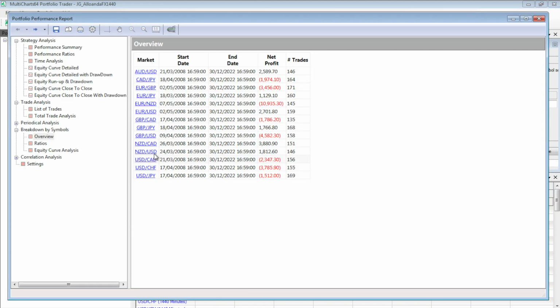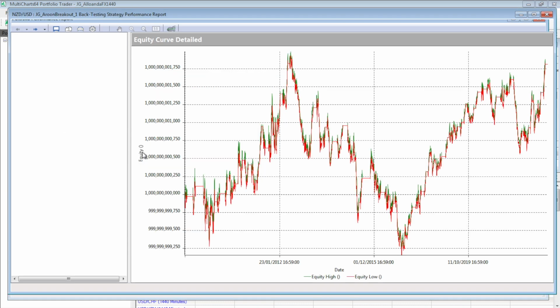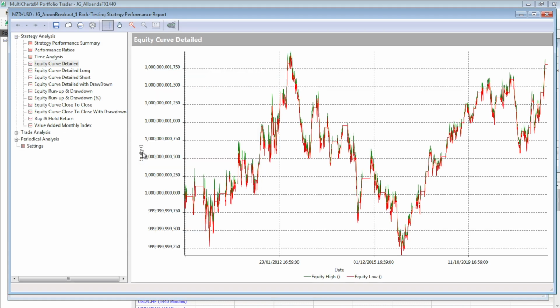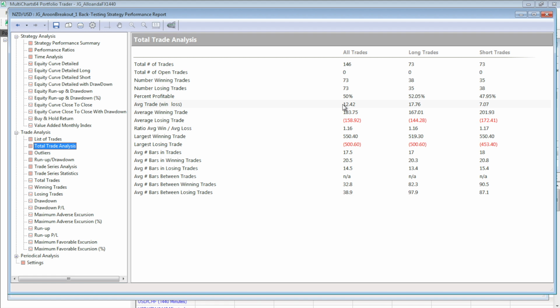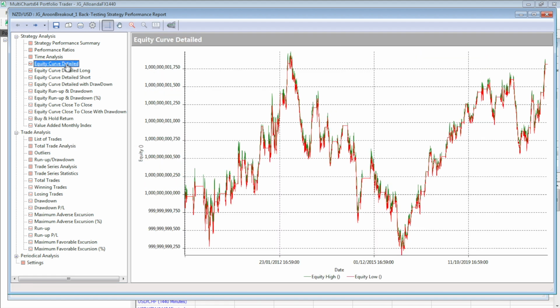And the last positive one is New Zealand dollar, US dollar. A similar but not as good equity curve as the previous one. An average trade value of 12 pips, so that will probably still make money after trading costs, but not an equity curve that I like the look of.